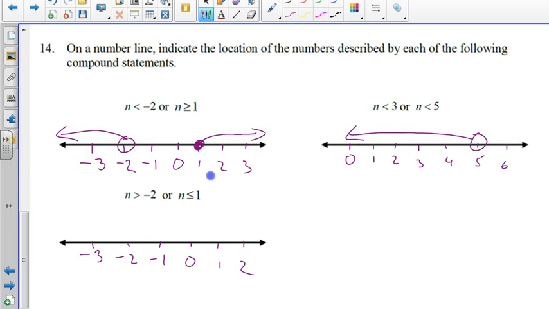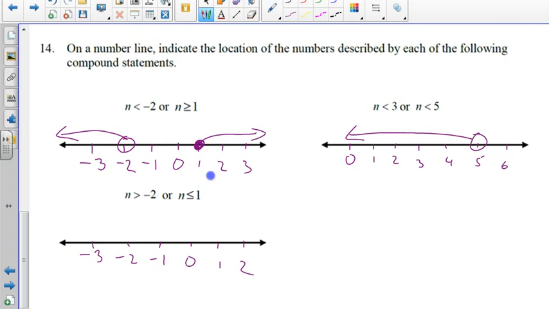The n is less than 3. Who cares? It's also less than 5. Since any number less than 3 must also be less than 5, we don't really need to show anything separate. That's not true. 4 is not less than 3. It's less than 5. Okay, what about this one?